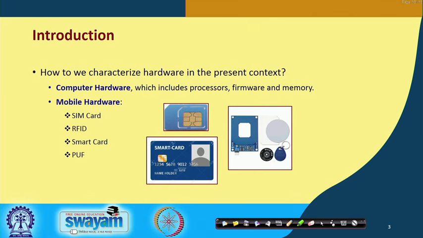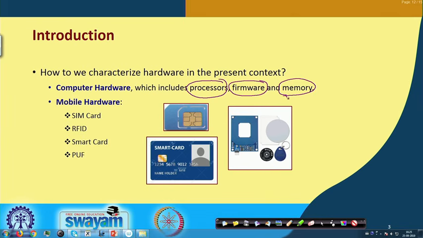When we talk about hardware, most of the time we actually refer to computer hardware, the computer system. Now, in a computer system, what are the things that are there? We talk about the processors, the CPUs, the different levels of software and of course, the memory systems. Broadly speaking, computer hardware involves these three things. Firmware means some memory devices where some software is stored. So, it is a combination of hardware and software, you can say.